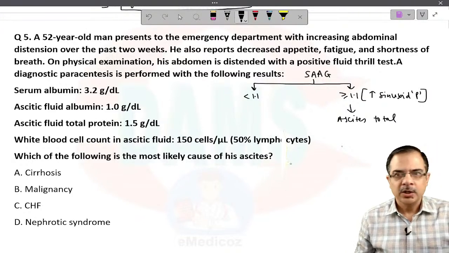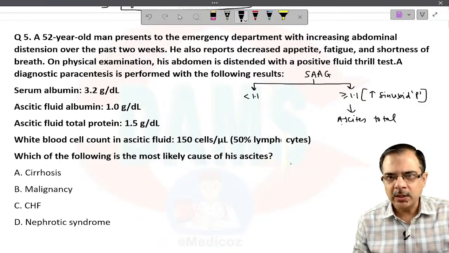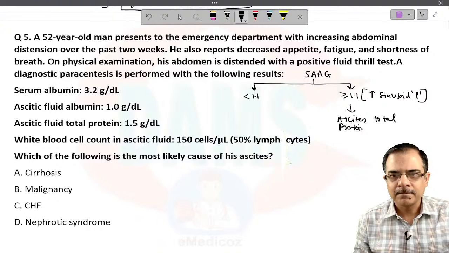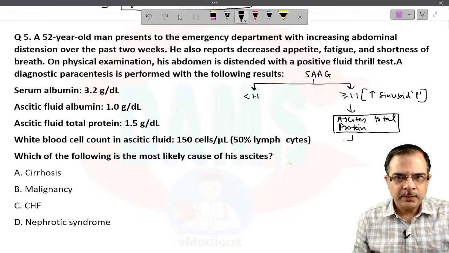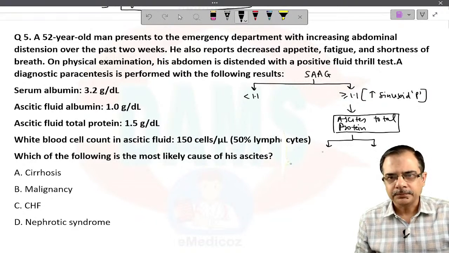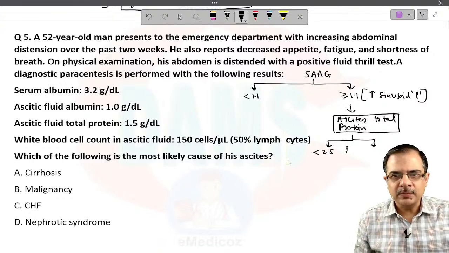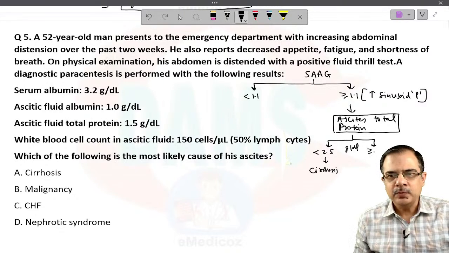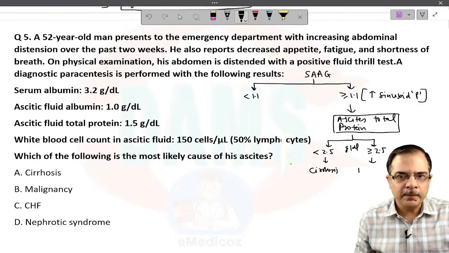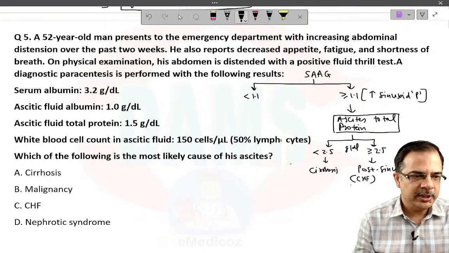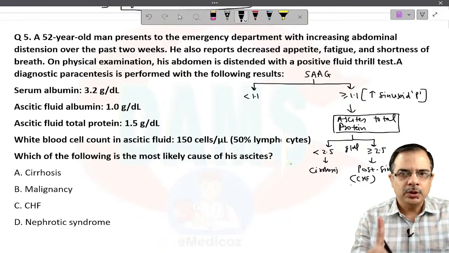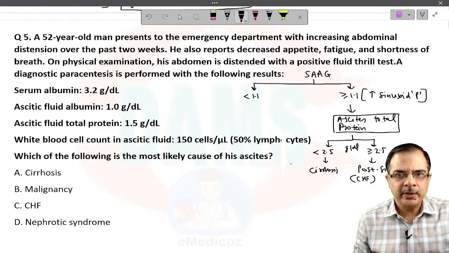So ascites total protein will be assessed. If the total protein is less than 2.5 grams per deciliter, it is a case of cirrhosis. And if it is more than 2.5, then it will be a post-sinusoidal cause, like CHF or Budd-Chiari syndrome. So understand this point: albumin is different and total protein is different.